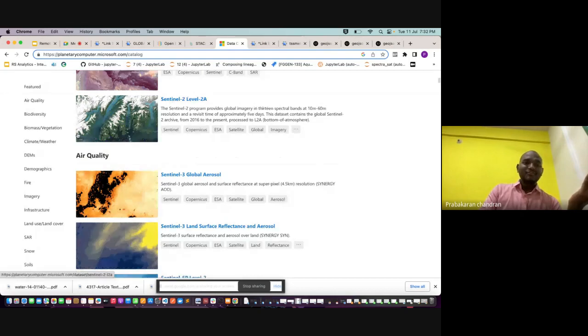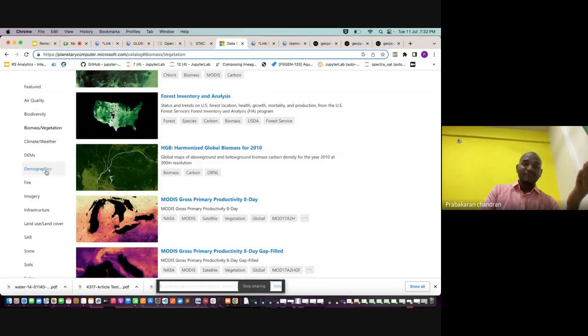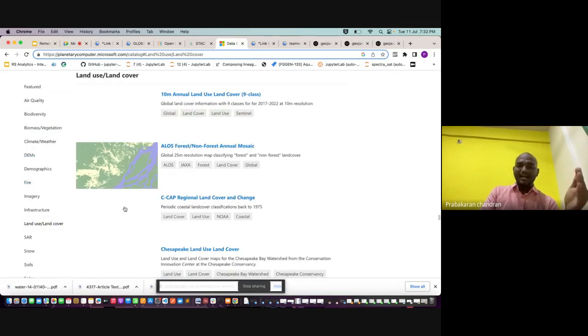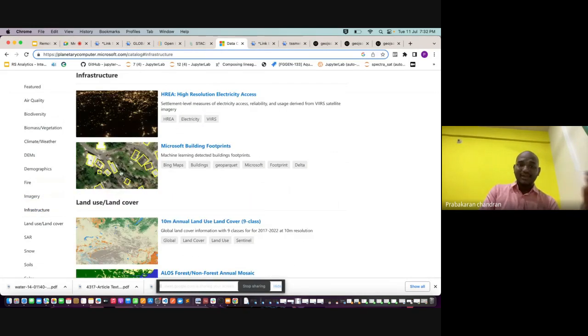Resources, you can select for specific things like biomass, forest. The same for demography, we have census data, and for the entire world, a few of them are there, like land use, what is being used for that particular land. Is it for real estate, or agriculture, or small urban? The same for infrastructure, like here we have the Microsoft footprints. The same way Google buildings data sets are helping, here you can also use it.